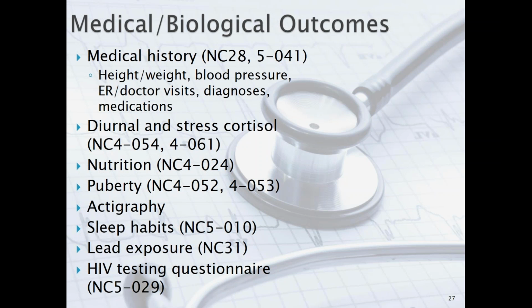For puberty, there's Tanner staging, and that's 2 different forms for girls and boys. There are some actigraphy measurements on physical activity. There are questions on sleep habits. In the earlier years, there was a questionnaire, or some information, on lead exposure. And then in the adolescent years, there was a measure of HIV testing, some questions on that.